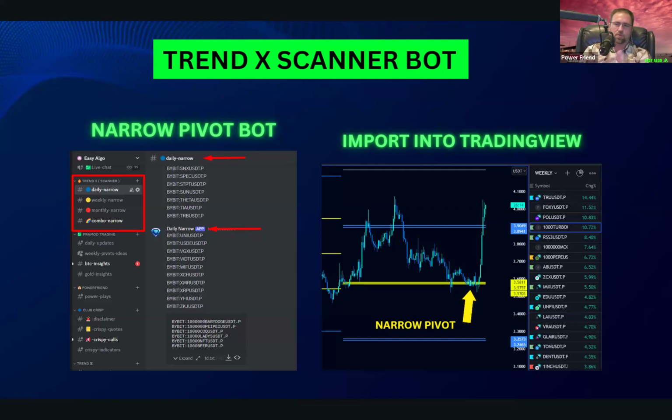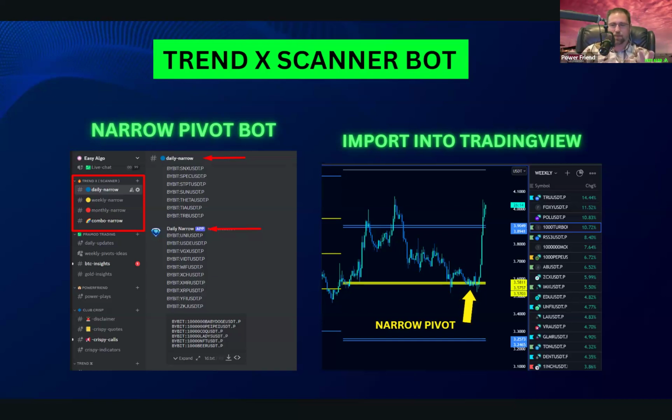So each Sunday, 30 minutes before the weekly pivots come out, which is 6:30 p.m. Eastern Standard Time, I'm not sure, it's like 23:30 UTC, so a half hour beforehand, we all gather in the Discord and we start finding tokens to trade.